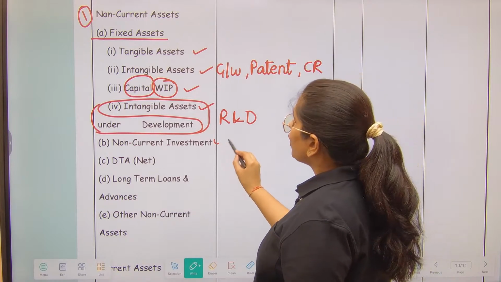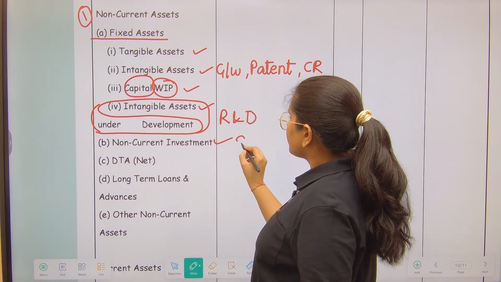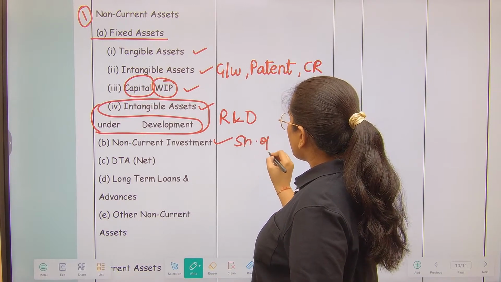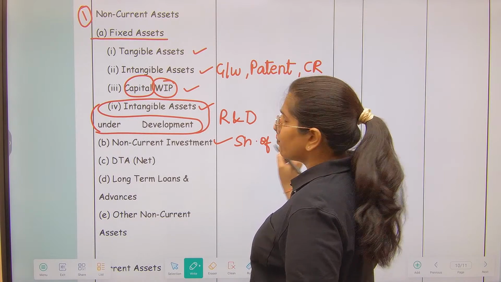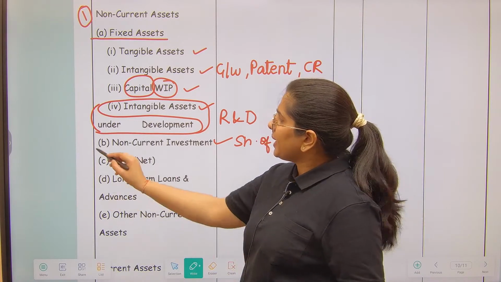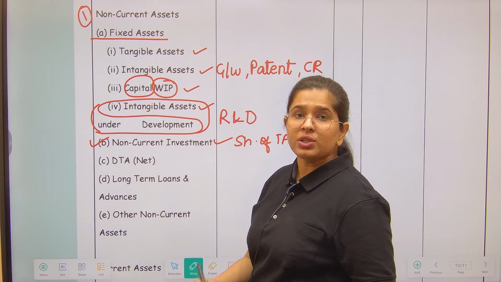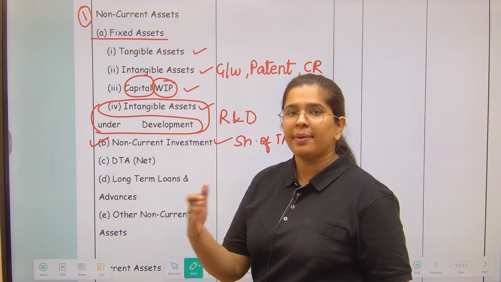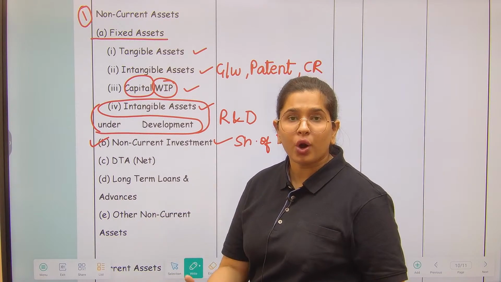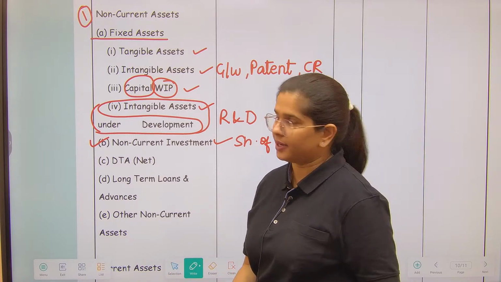Next we have got non-current investments. Suppose I have invested in the shares of Tata and I have the intention of holding these shares for a period of more than 1 year. So I will be classifying them into non-current investments. This depends on your intention. Any investment can be short term, can be long term, but depends on your intention whether you want to keep it for a long term period or short term period.